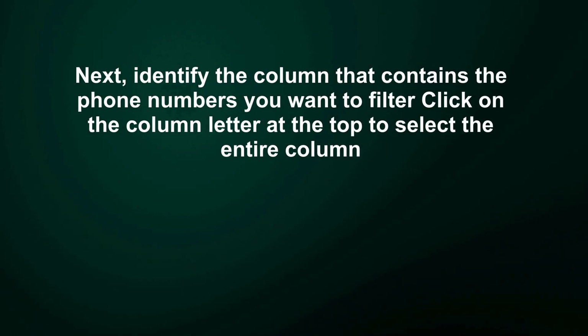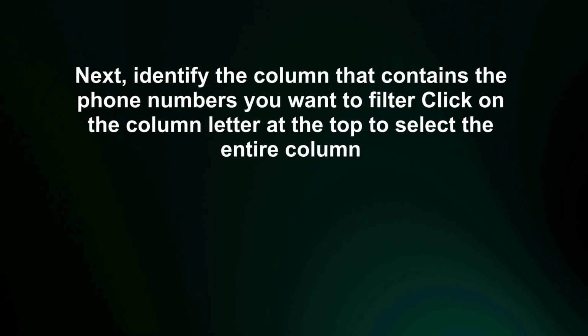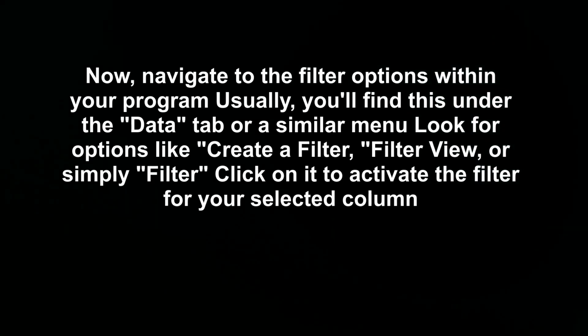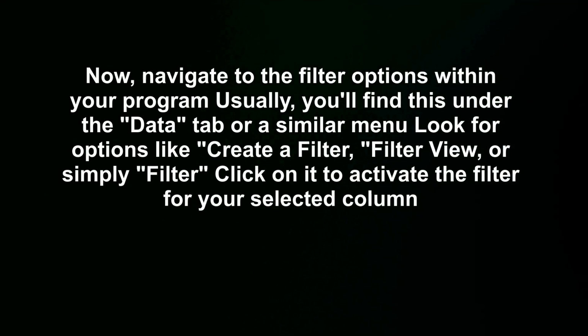Next, identify the column that contains the phone numbers you want to filter. Click on the column letter at the top to select the entire column. Now, navigate to the filter options within your program. Usually, you'll find this under the Data tab or a similar menu.